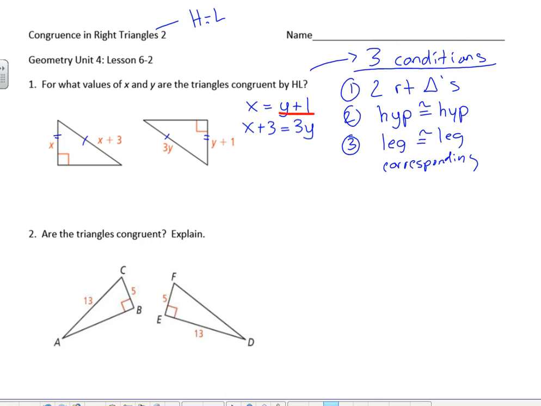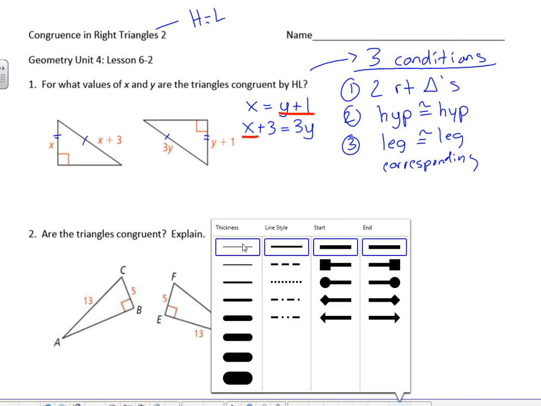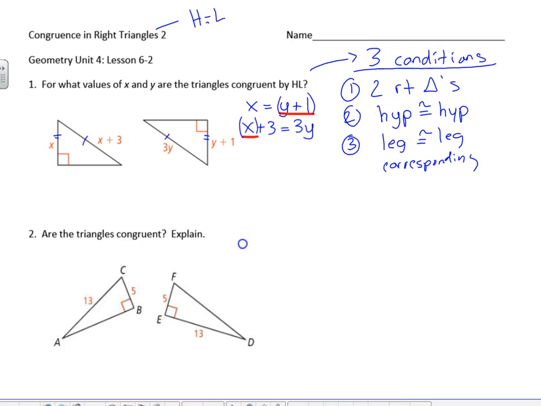Notice in the first one we've got x isolated, so we can replace it in this equation down here. We can replace that x with y plus 1, because x equals y plus 1. So we substitute in y plus 1 plus 3 equals 3y. That would be y plus 4 equals 3y. If we subtract y, we get 4 equals 2y. Then we divide by 2, and so 2 would be the value of y.